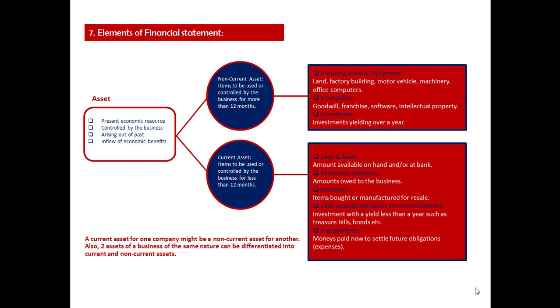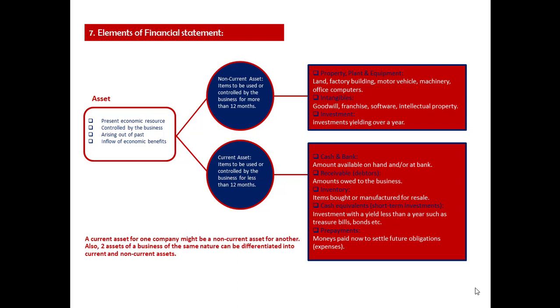Now, one thing to note is that an asset which is current for one company will be non-current for another company, depending on the intention or the purpose for which it was brought into the business. A motor vehicle for a car selling company will be a current asset because it will be an inventory. It is supposed to be sold within a year.